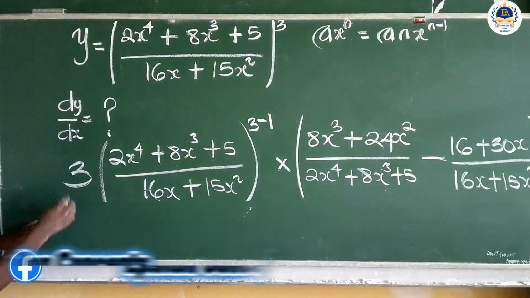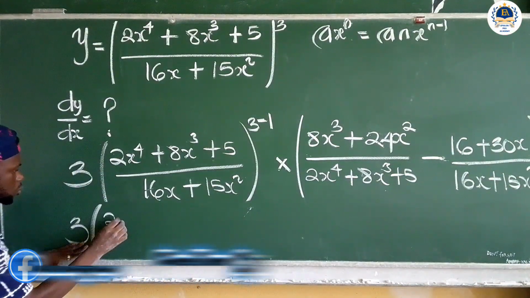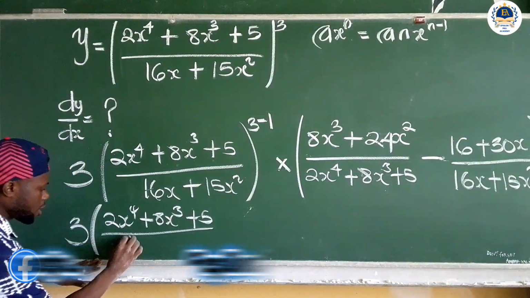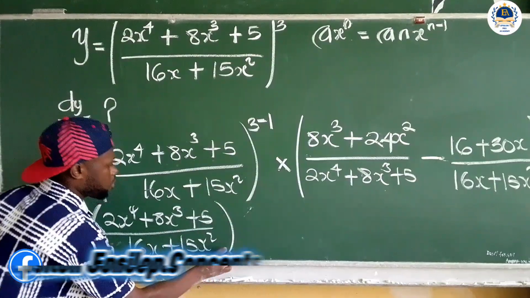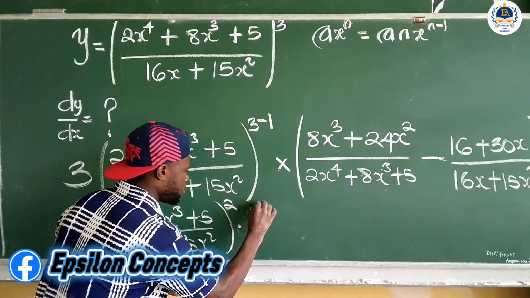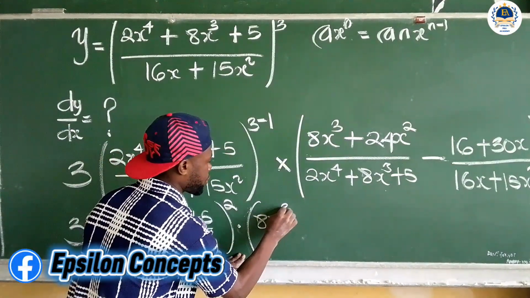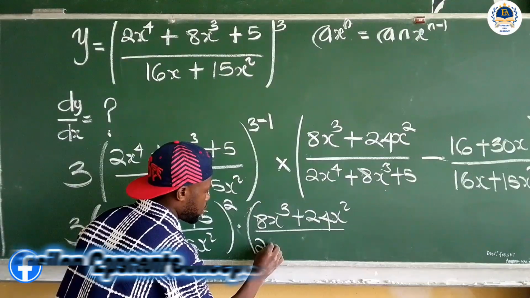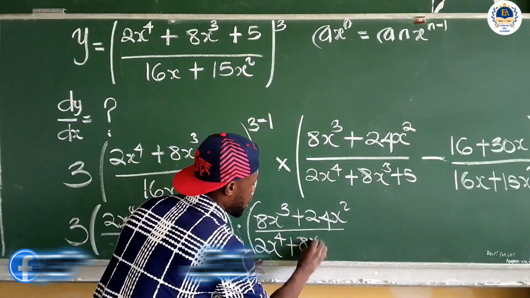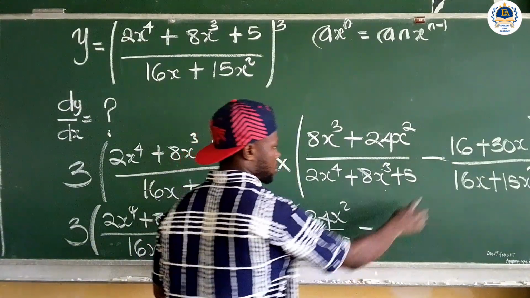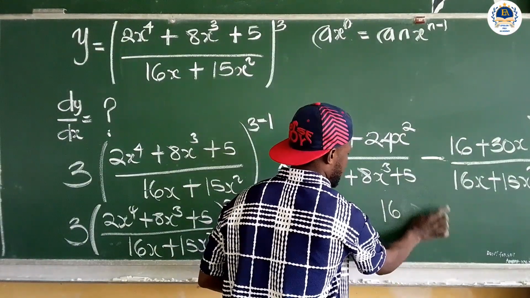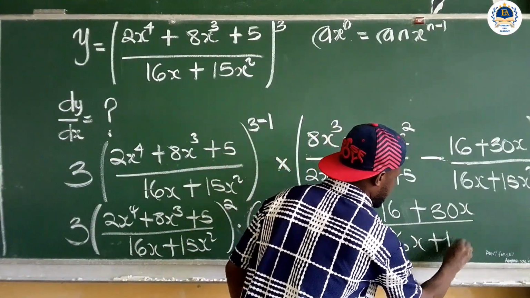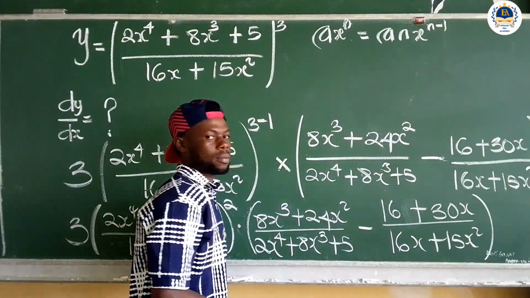The final solution becomes 3 in bracket 2x raised to the power of 4 plus 8x raised to the power of 3 plus 5, all divided by 16x plus 15x squared, to the power of 3 minus 1 which is 2, times, in bracket, 8x raised to the power of 3 plus 24x raised to the power of 2 divided by 2x raised to the power of 4 plus 8x raised to the power of 3 plus 5, minus 16 plus 30x, all divided by 16x plus 15x squared. That is the final result.